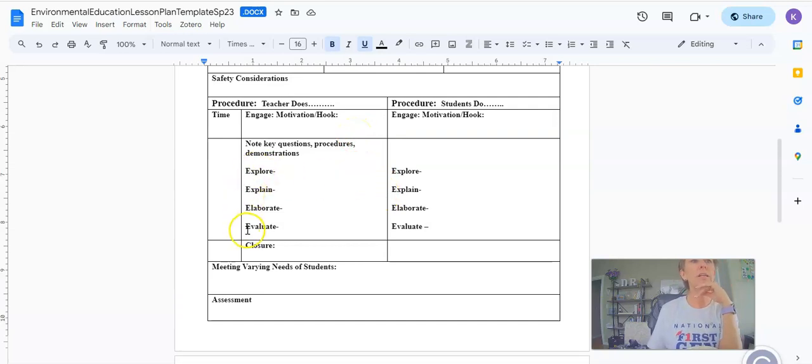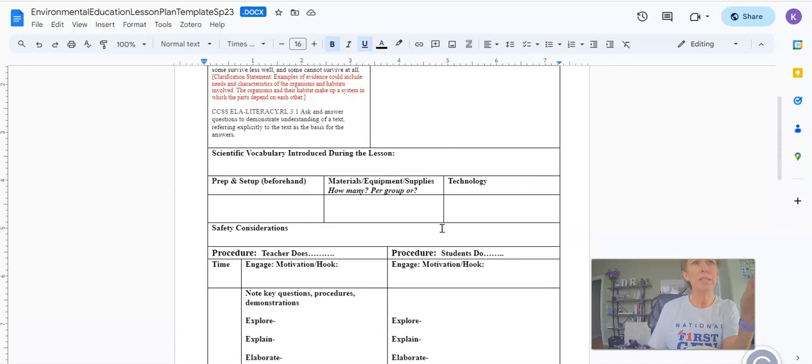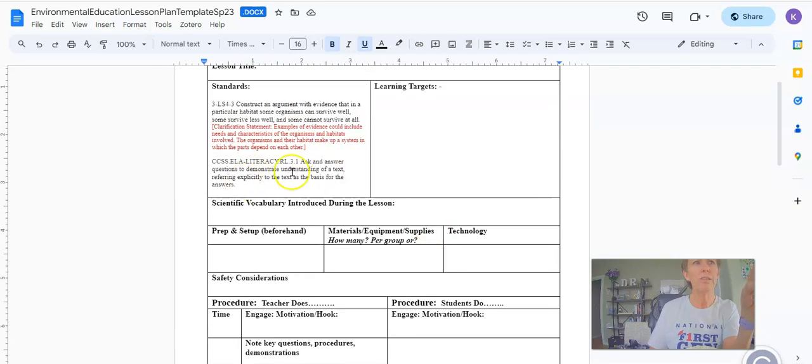And I've included at least 4 of the 5 E's. I've taken out the engage and moved it up here so it's separate because I want to make sure that you're thinking about how am I engaging students specifically, and then you may not cover all 5 of these in this one lesson, but you should definitely have something to engage them. You should have some way for the students to explore, and then you should have some way for you to evaluate.